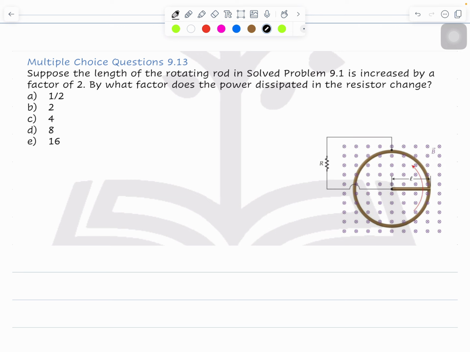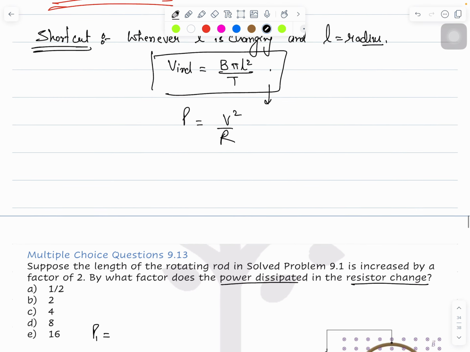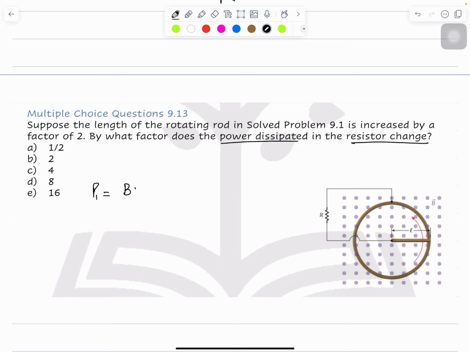Okay, now one more question. Suppose the length of the rotating rod in problem 9.1 is increased by a factor of 2. By what factor does the power dissipated in the resistor change? We have power 1. Just check the formula: V square over R. So can I say B pi L1 square divided by T, whole square, which is B square pi square L raised to power 4 multiplied by 1 over R1. Okay, this is your power 1.